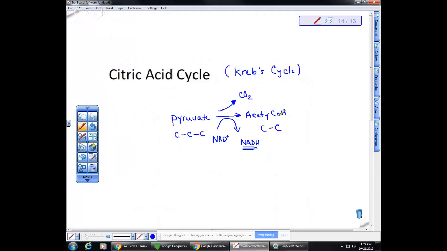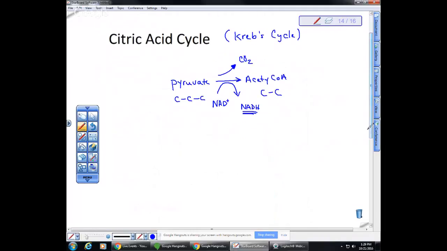Now, acetyl-CoA comes into the citric acid cycle, and it combines with another molecule called oxaloacetic acid. So this is plus the carbon chain, and then the CoA, the acetyl part, goes off. So acetyl-CoA is released. Okay, so this combines.